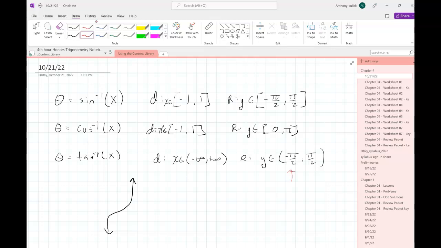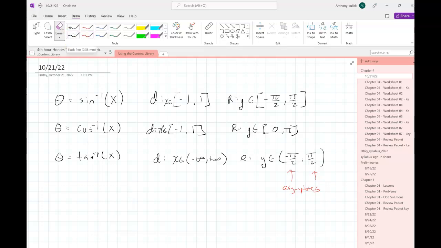Yeah, so these guys are the asymptotes, right? That's where the asymptotes are. Those aren't in the domain of tangent, so obviously they can't be outputs from tangent inverse. That's why they get the parenthesis instead of the bracket. Exactly right. Carmen's dead on. Those values are not in the domain of tangent, so they can't be in the range of tangent inverse. Very good.